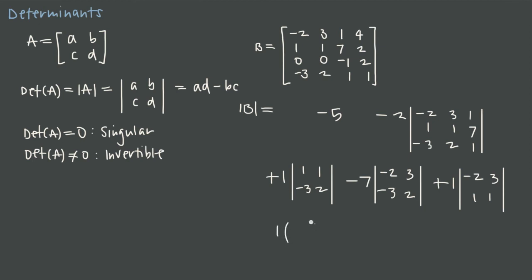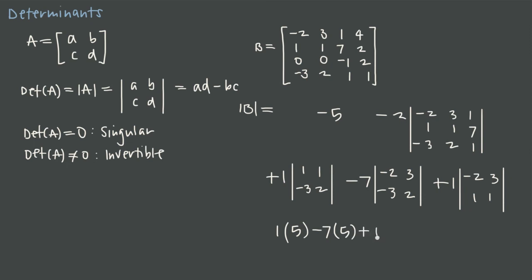So I'll get 1 times 2 is 2. 1 times -3 is -3. 2 minus a -3, or 2 plus 3, is 5. Minus 7, we'll get -2 times 2 is a -4. 3 times a -3 is a -9. -4 minus a -9 is -4 plus 9, or 5.